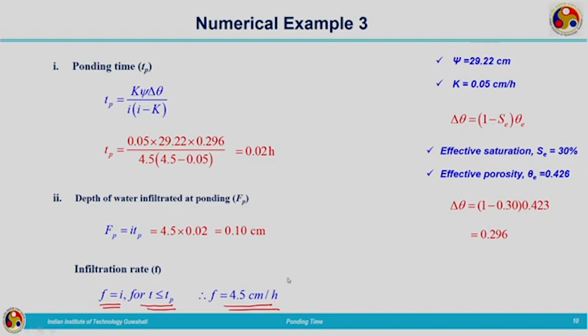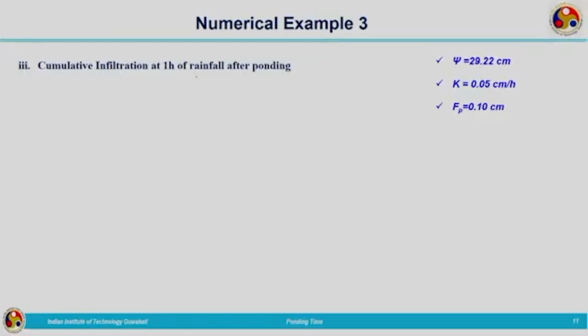Now, we can move on to the third part. We need to first check whether the time given is less than or more than the ponding time. Time given is 1 hour and ponding time is 0.02 hours. So, we can understand that the infiltration after ponding needs to be calculated. So, cumulative infiltration at 1 hour of rainfall after ponding needs to be calculated.